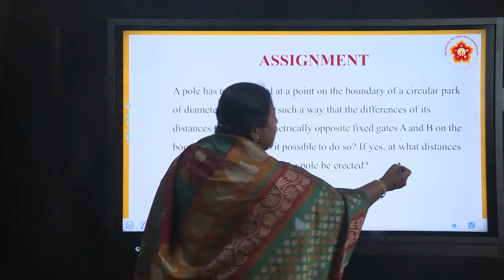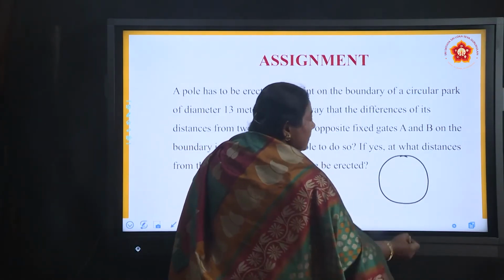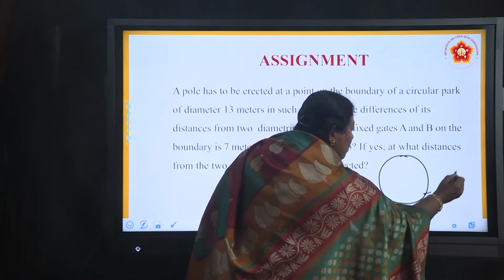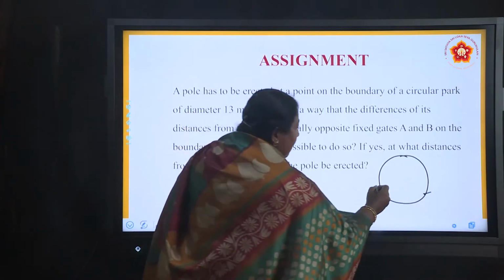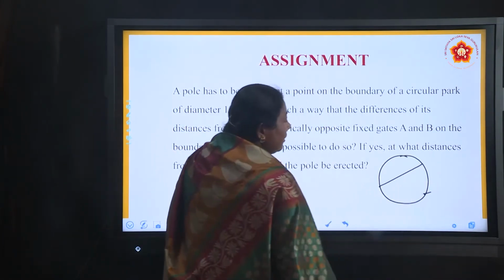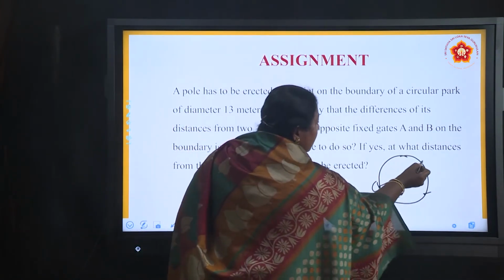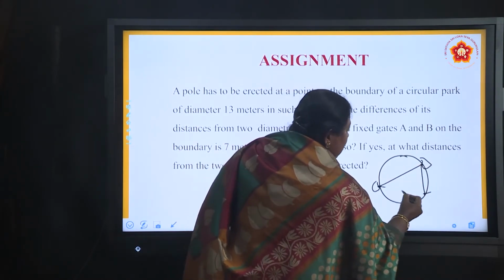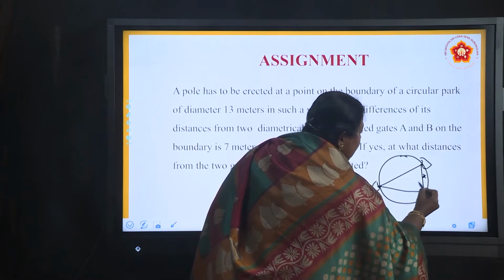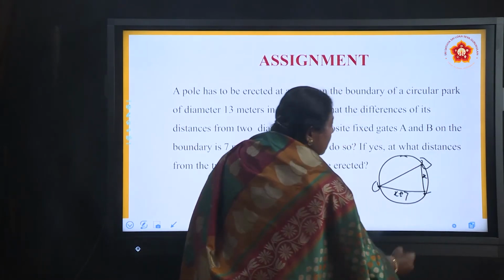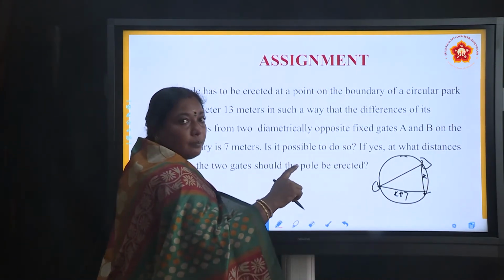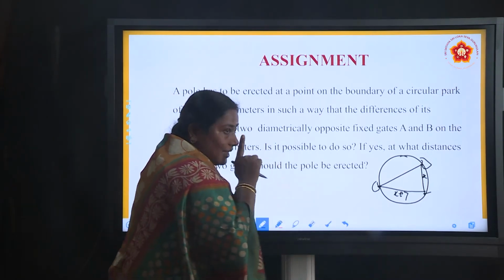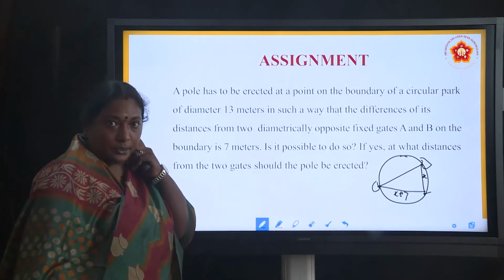They have given it is a circular park, and on the boundary I am going to put one pole, and my diameter is 13. These are the two gates, and from the gates the distance to the pole is one is x and another one is x plus 7, a 7 meter difference. Now they are asking whether it is possible or not.